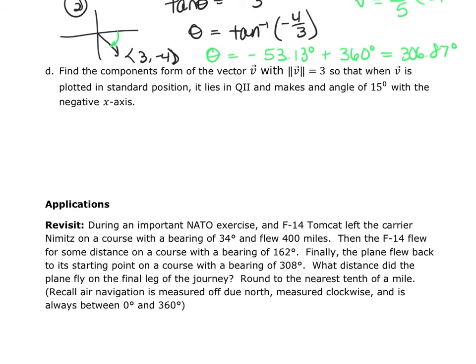Find the component form of the vector with my magnitude of 3, so that when the vector is plotted in standard position, it lies in quadrant 3 or quadrant 2 and makes an angle of 15 degrees on the negative x-axis. That again is telling me my reference angle. So this is the 15 degrees. The angle I want is this. So it'll be 180 minus that 15 degrees, which is 165 degrees. That's the actual angle that I want, because they're giving me the reference angle.